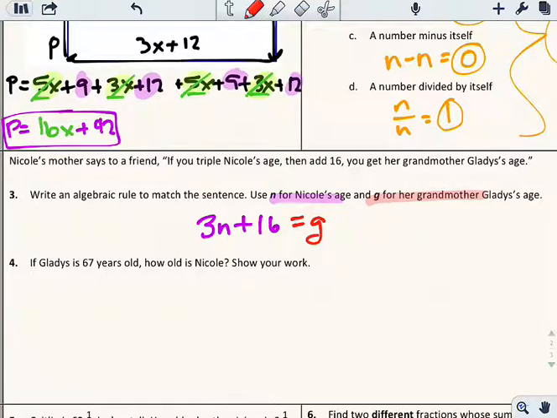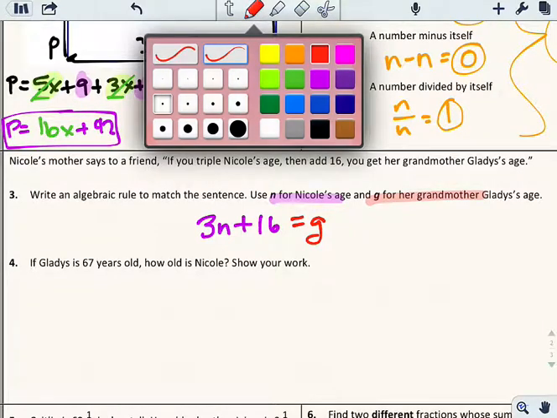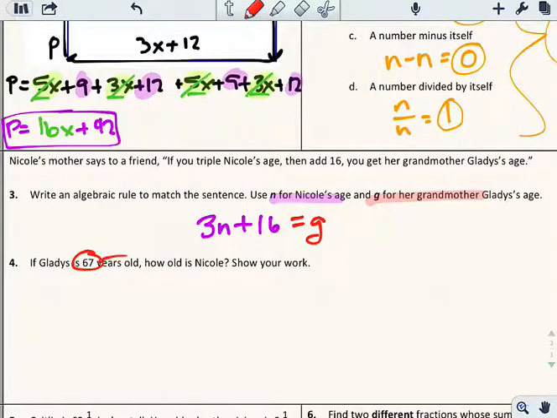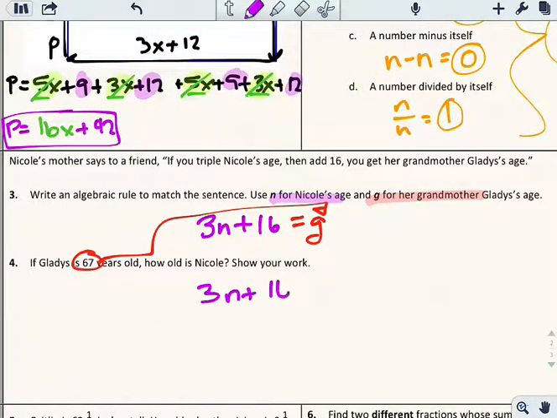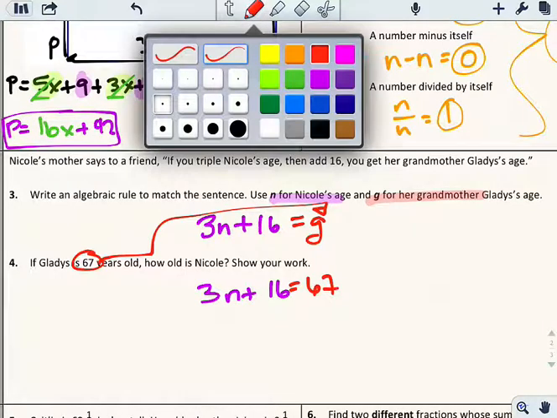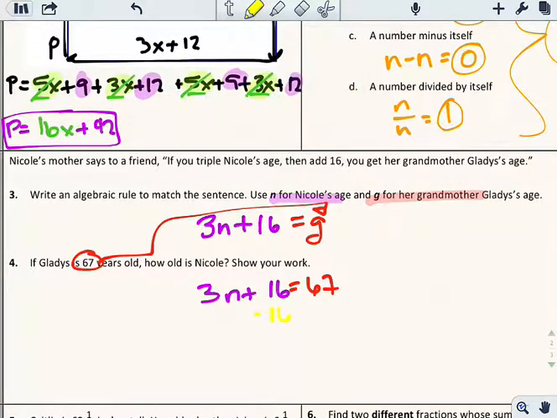If Gladys is 67 years old, how old is Nicole? Okay, so Gladys is 67 years old, so they're asking us to replace that G with a 67. So what I'm looking at is 3N plus 16, but instead of G, we're going to write a 67. So now we've got to solve. If 3N plus 16 is equal to 67, if I take 16 away from Nicole's age, that means Gladys is essentially 16 years younger too. So my first step is to subtract 16 on each side.